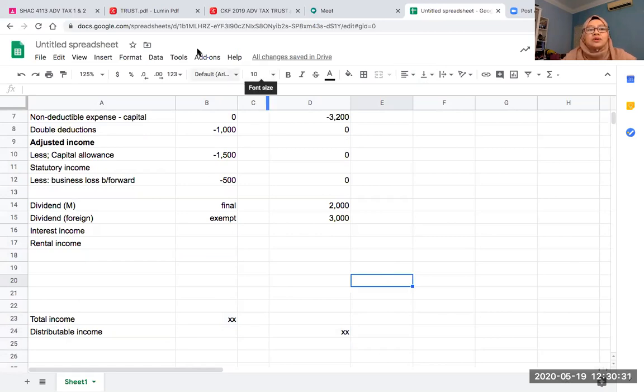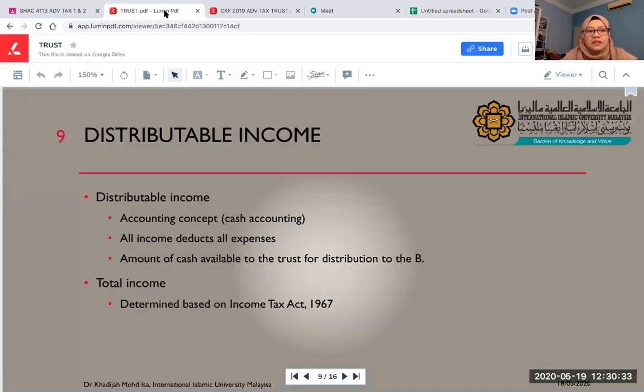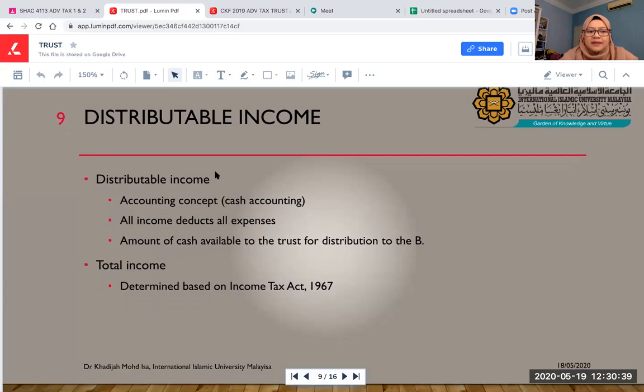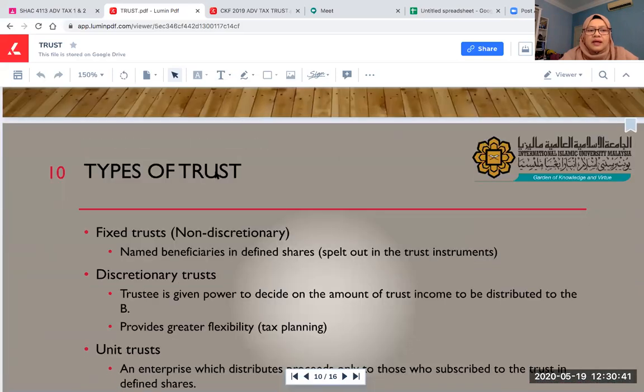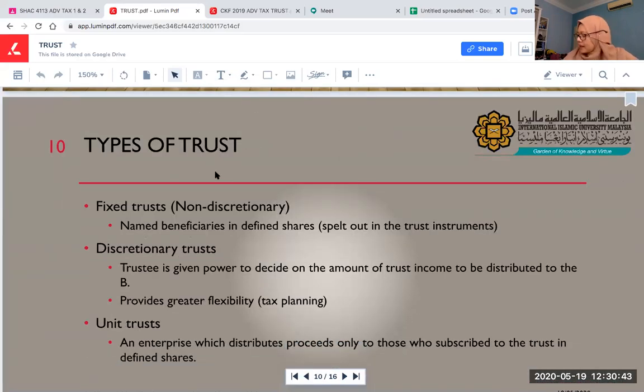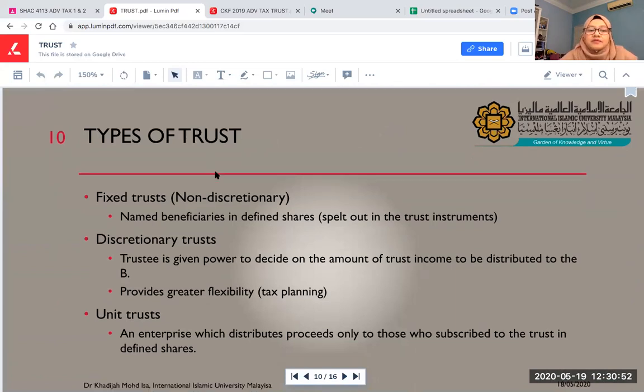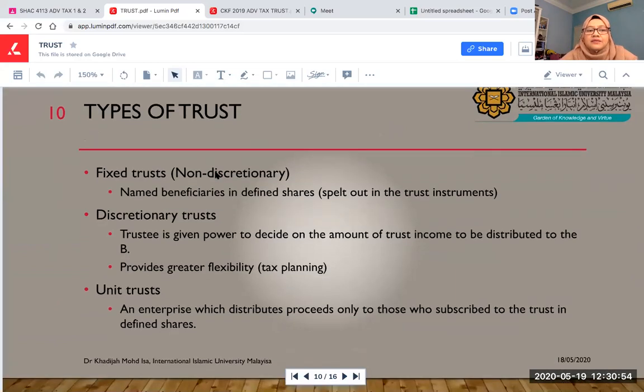Okay, now let's go back to your trust. All right, so we see that here, distributed income. Okay, we are done with that. Now we go into the second part of the textbook on the types of trust. So for trust, you will look at the types of trust we have here. We call it a fixed trust, or most of the time a non-discretionary trust.